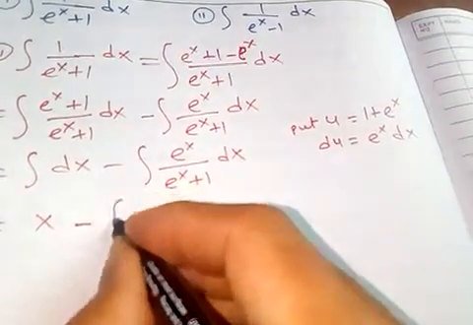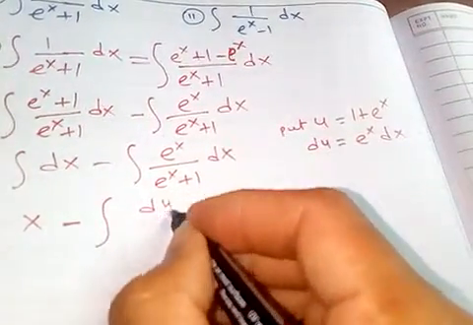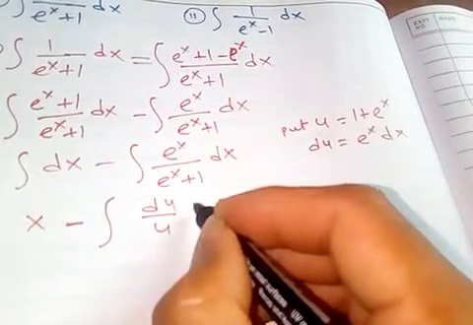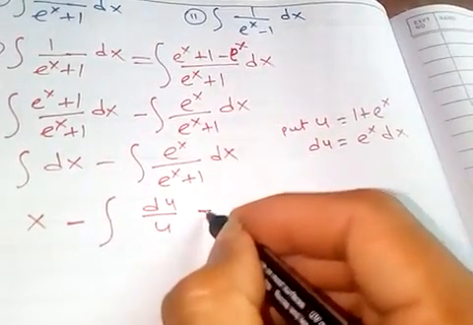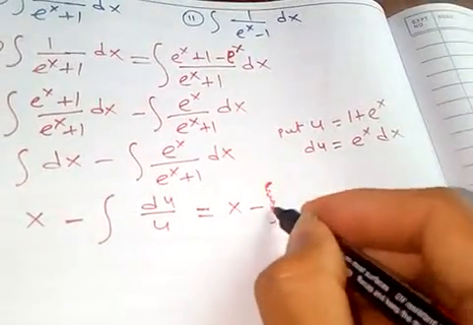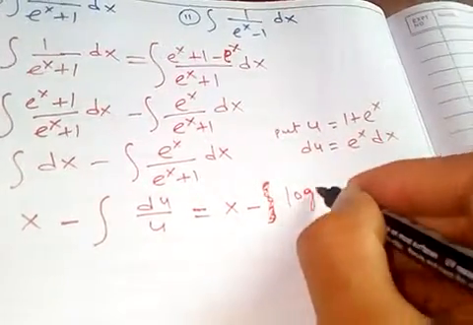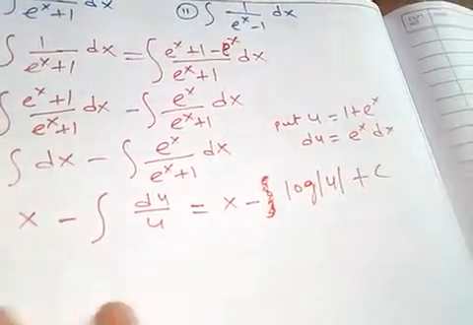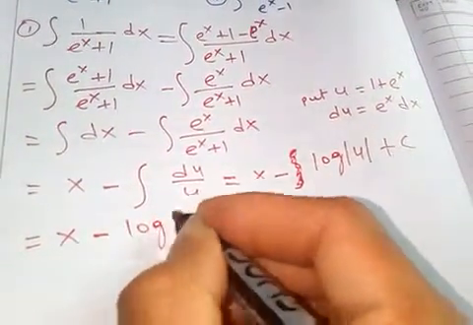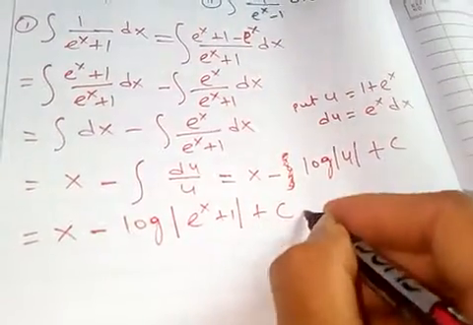And this part will be the integral of e to the x dx. e to the x dx is du, so it is the integral of du over u, which will be x minus the integral of 1 over u, which is log of u plus constant of integration c. Lastly, we put back the original form: x minus log of e to the x plus 1 plus constant of integration.